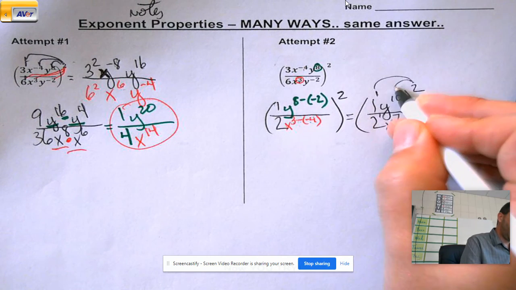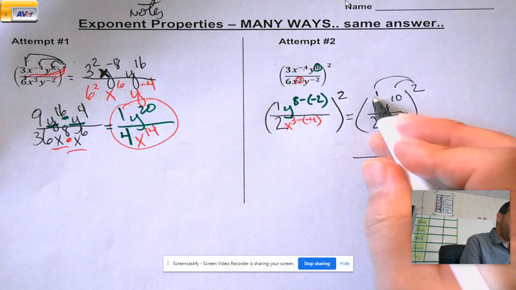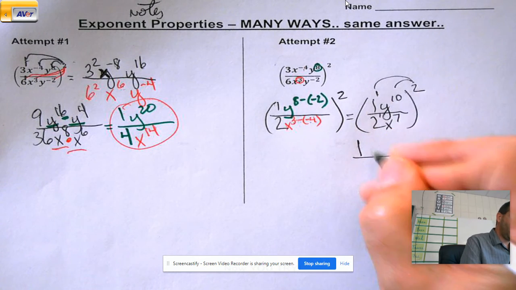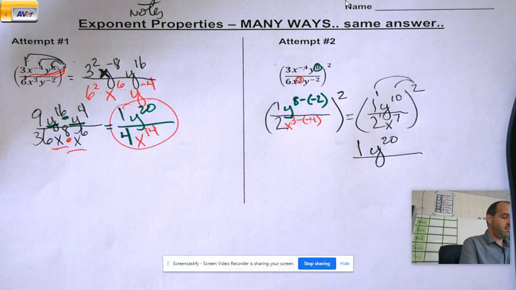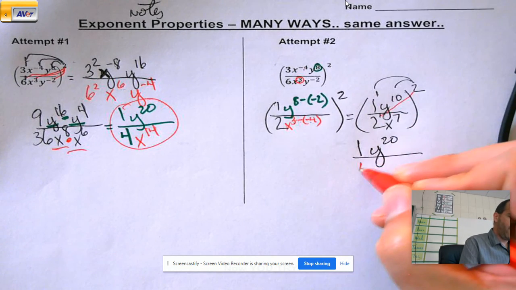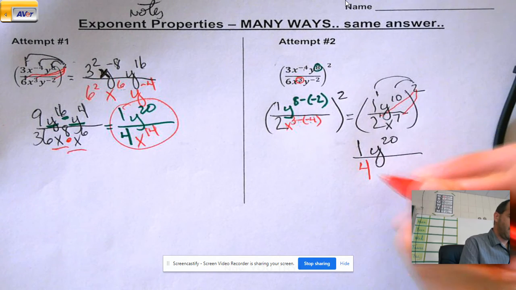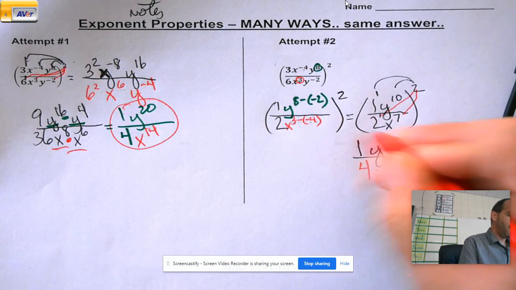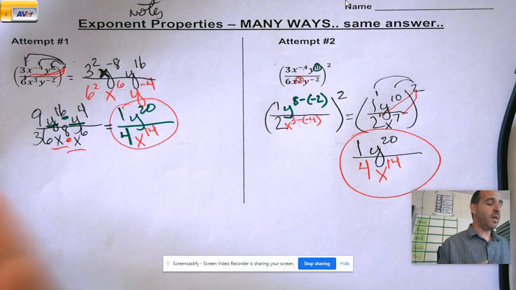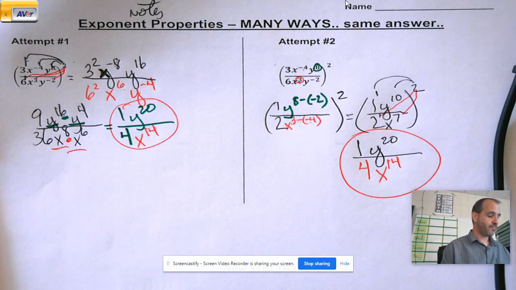Distribute my squared through. So we got 1 squared, which is 1. 10 times 2 is 20. Down in the denominator, 2 squared is 4. 2 times 7 is 14. And I get to the exact same thing. So it really is up to you how you want to tackle these.